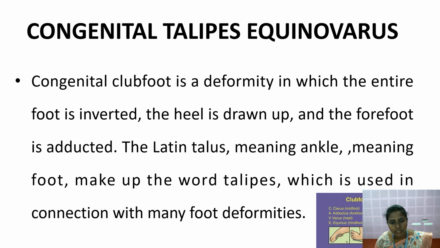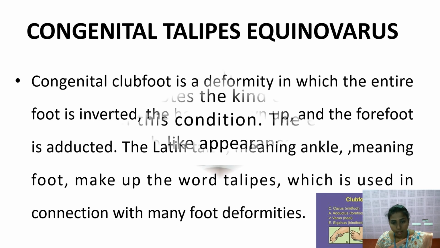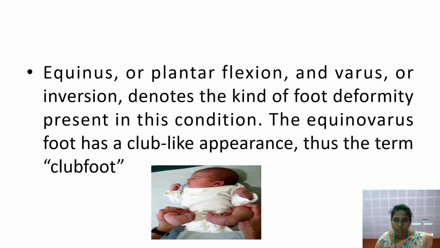Clubfoot deformity we can identify with the mnemonic CAVE: C is for cavus, that is the midfoot having an abnormality, A is adductus, that is the forefoot, V is varus, that is the heel, and E is equinus, that is the hindfoot. Based on the position of the deformity, whether in the forefoot, the midfoot, or the hindfoot, we classify this Congenital Talipes Equinovarus. Equinus is plantar flexion and varus is inversion, denoting the kind of foot deformity present in this condition. The equinovarus foot has a club-like appearance, thus the term clubfoot.